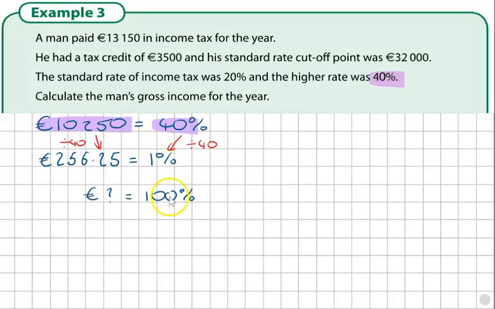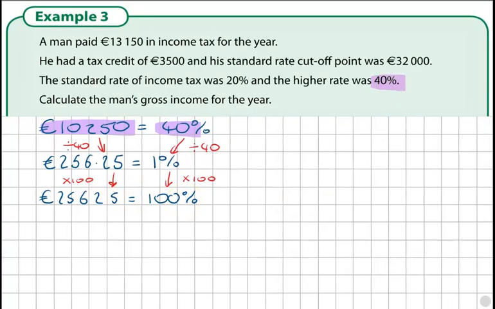So now we want 100%. So how does 1 become 100? We multiply by 100, and what we do to the right, we do to the left. So multiplying by 100, we get €25,625. So €25,625 is equal to 100%. So that 100% is 100% of the salary above €32,000. And that €32,000 was given to us in the question as the standard rate cutoff point.